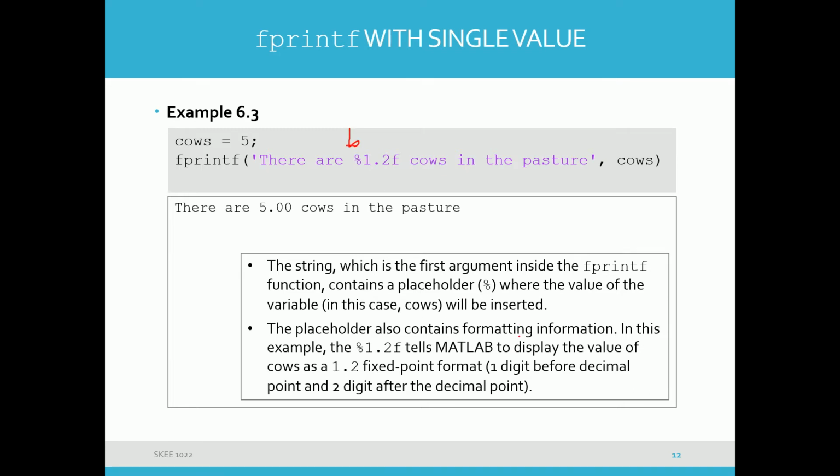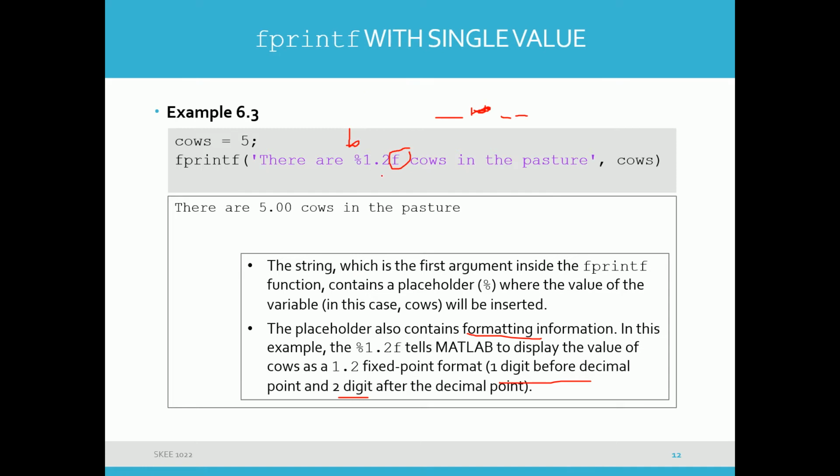And the placeholder also contains formatting information. So for example, the %1.2f tells MATLAB to display the value of cow in a 1.2 fixed point format. Okay, 1 digit before the decimal point and 2 digits after the decimal point. So basically it's just a placeholder, and the format is of course a float number. Float is basically double. So basically just a number.